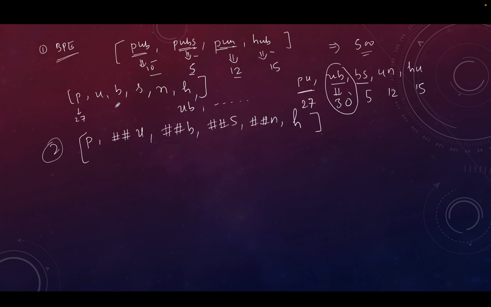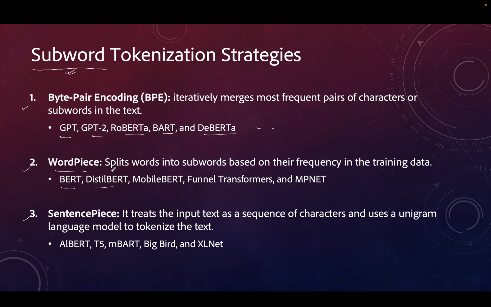So it works very similar to this, but instead of just directly looking at the frequency, it will look at some score. So we have to find a score for a pair. Let's say we have some hypothetical characters AB. So this score is frequency of AB divided by frequency of A multiplied by frequency of B. So this score is used instead of directly using the frequency. So this is the strategy used for WordPiece.